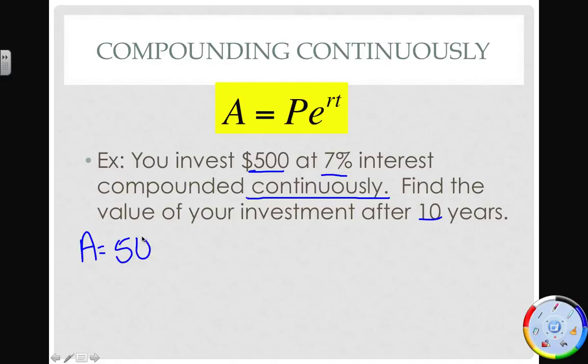So I want to know how much money we have. I'm going to say, okay, 500 e to the 0.07. Notice it's not 1 plus the rate this time. It's just the rate itself. And again, this becomes a very simple plug into the calculator problem. You get 500 times e to the 0.07 times 10. So it's actually 0.7, right?